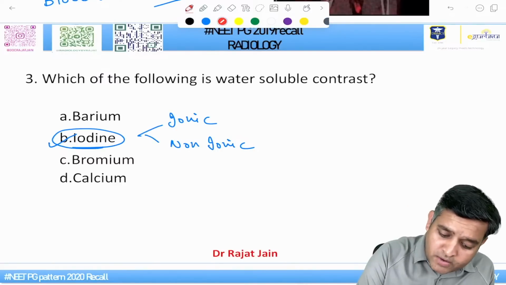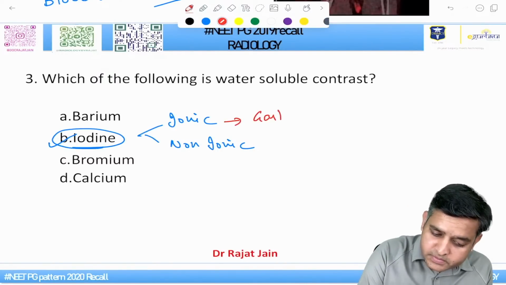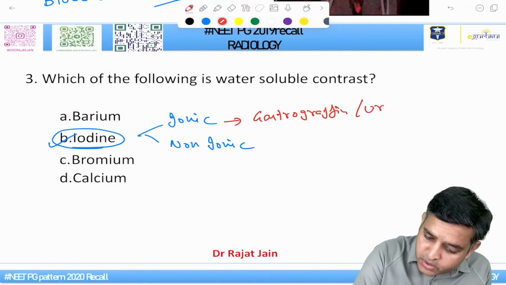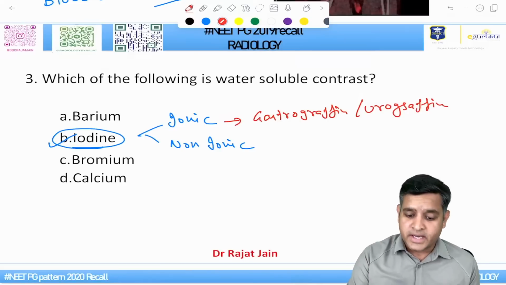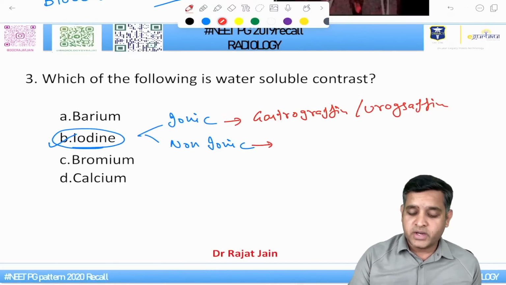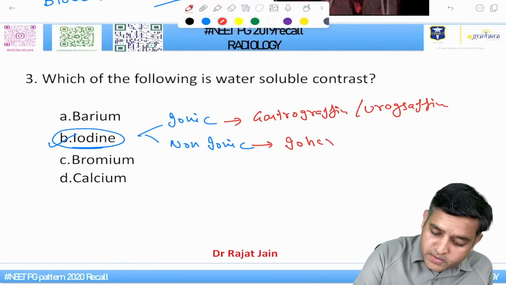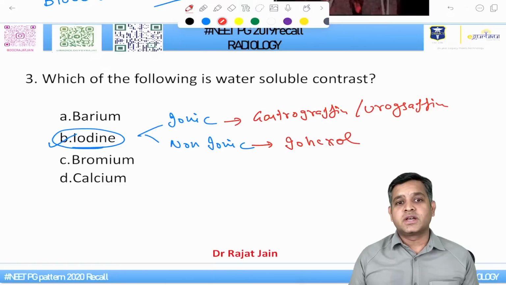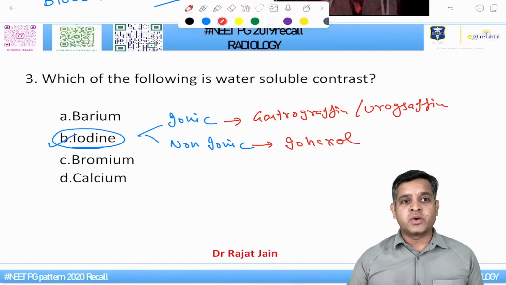What are the examples of ionic dye? Gastrographin, urographin. Gastrographin and urographin are examples of ionic dye. What are the examples of non-ionic dye? Iohexol. Iohexol is an example of non-ionic dye.